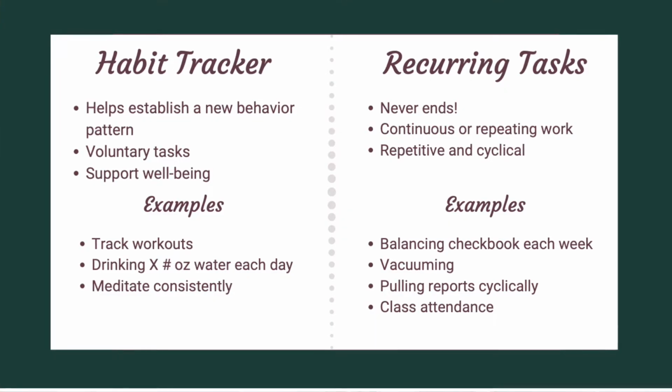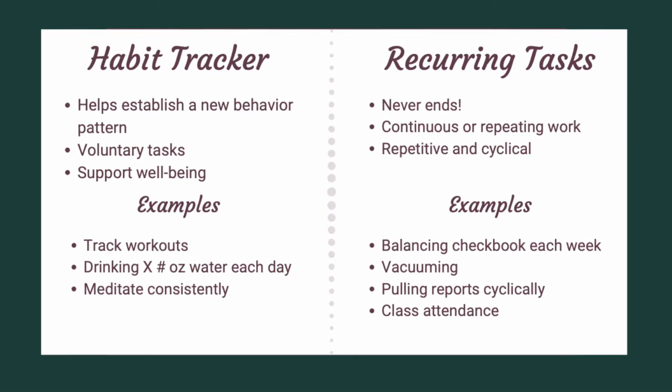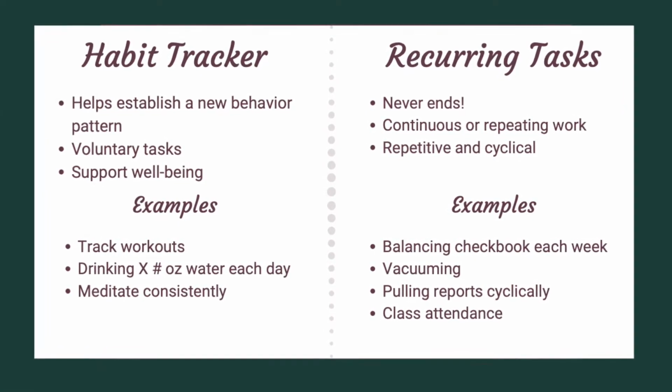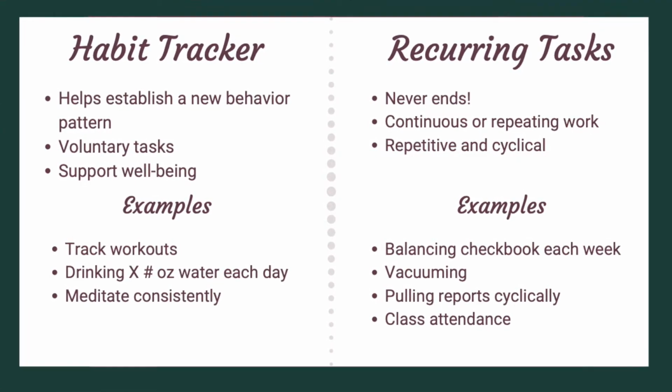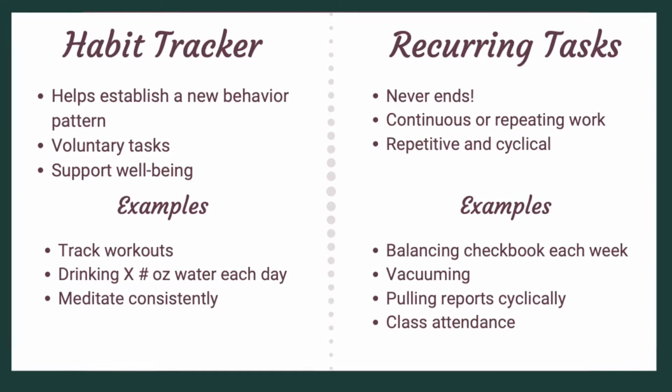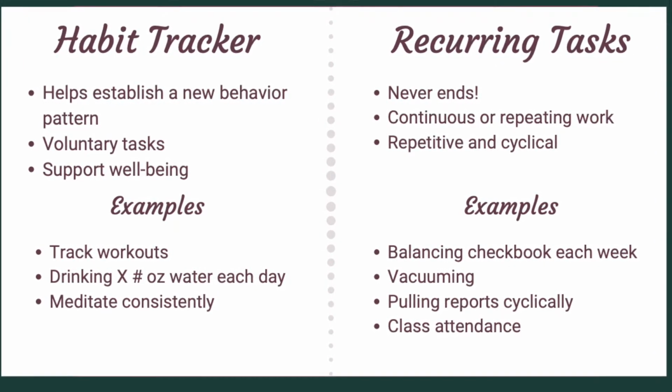The reason the reoccurring task list is going to be different than a habit tracker is habit trackers are a little bit more about learning a new habit, working out, maybe drinking more water, that sort of thing. Reoccurring tasks are more about supporting the operations of your home, or supporting the operations of your finances, or supporting the operations of your business, for example.